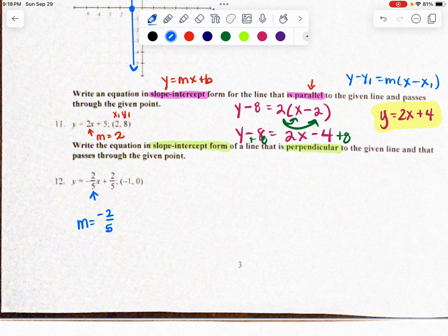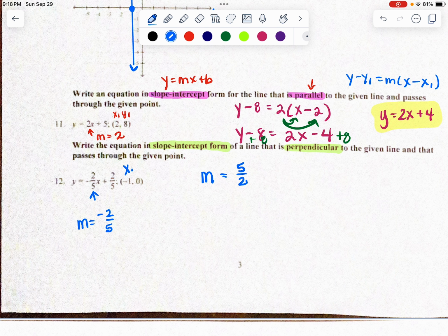Well, the slope that I need to use is its opposite reciprocal. We talked about it in class, we wrote notes, we practiced it. Opposite reciprocals. So the slope that I need needs to be a positive 5/2. The opposite sign would be a positive, and reciprocal just means I turn it upside down. The numerator and denominator trade places.